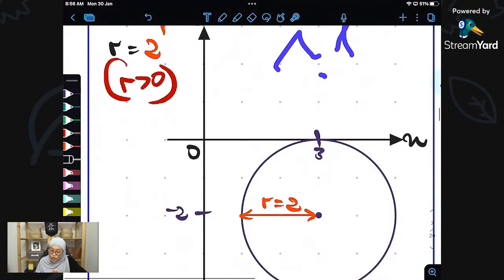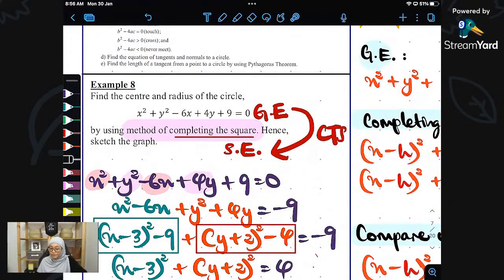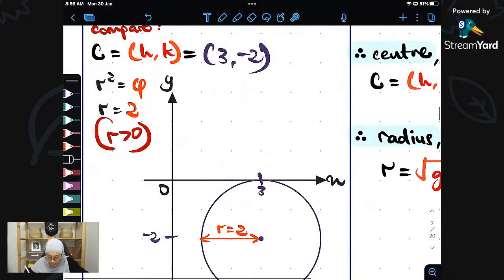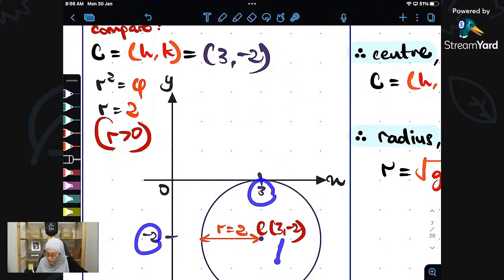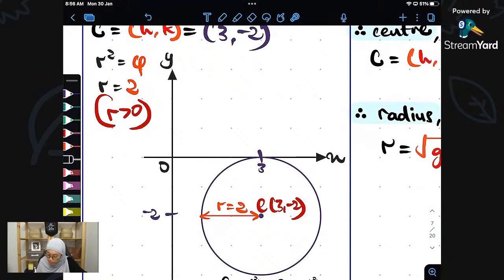And then we have to sketch it because the question asks to sketch the graph. So it's okay, you just find your center. Your center here is 3, -2. Alright, so you just label it. For this question I label 3, I label -2. So I find my coordinate C and I know that the radius of the circle is 2 units. So I draw it accurately according to 2 units. But you can sketch it.